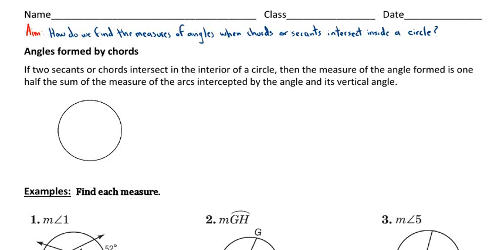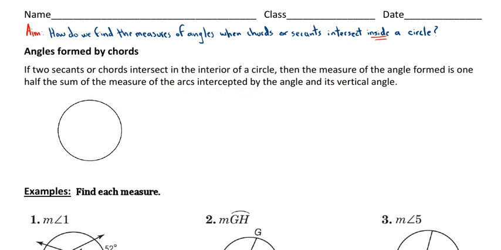Hi everyone. In this lesson we're going to find the measures of angles when chords or secants intersect inside a circle. The theorem says the following: if two secants or chords intersect in the interior of a circle, then the measure of the angle formed is 1/2 the sum of the measures of the arcs intercepted by the angle and its vertical angle.